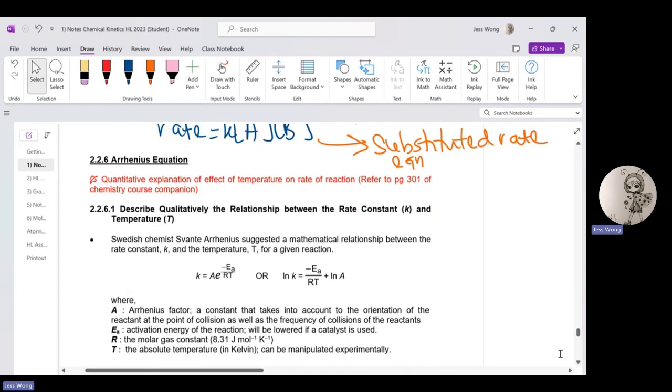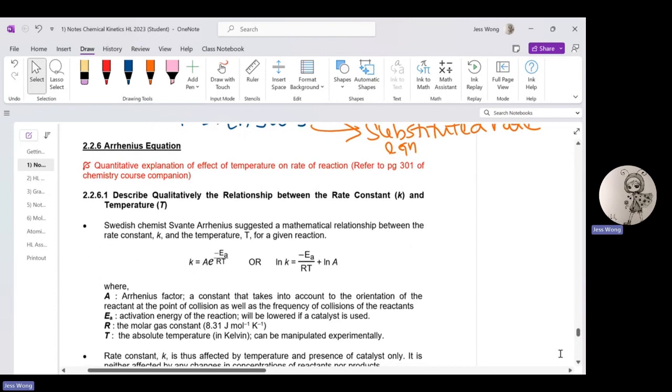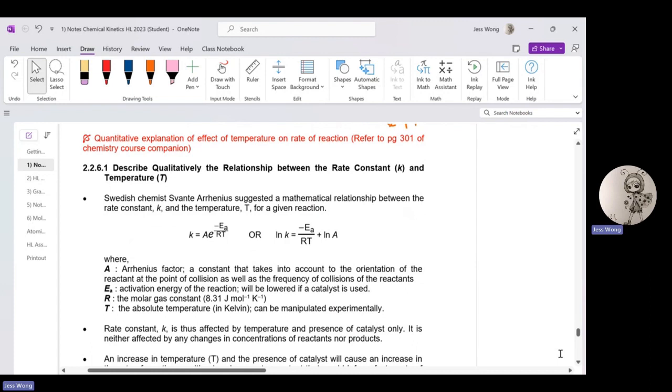Next, we're going to move on to the last section, which is the Arrhenius equation. The purpose of the Arrhenius equation is to explain the effect of temperature and catalyst on rate constant. As mentioned, rate constant should be a constant value unless certain conditions change. What are the two factors? They are the activation energy and the temperature. Activation energy changes when the catalyst is introduced, and temperature changes when you heat or cool a mixture. So the relationship between rate constant and temperature is given by this Arrhenius formula.